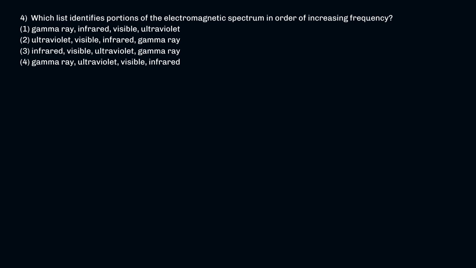So example number 4. Which list identifies portions of the electromagnetic spectrum in order of increasing frequency? All right, so whenever you get a question like this, and it specifically is going to say here electromagnetic spectrum, all you're going to do is go to the reference table, go to page 2, and look at the electromagnetic spectrum and try and line it up with the list that they're giving you.